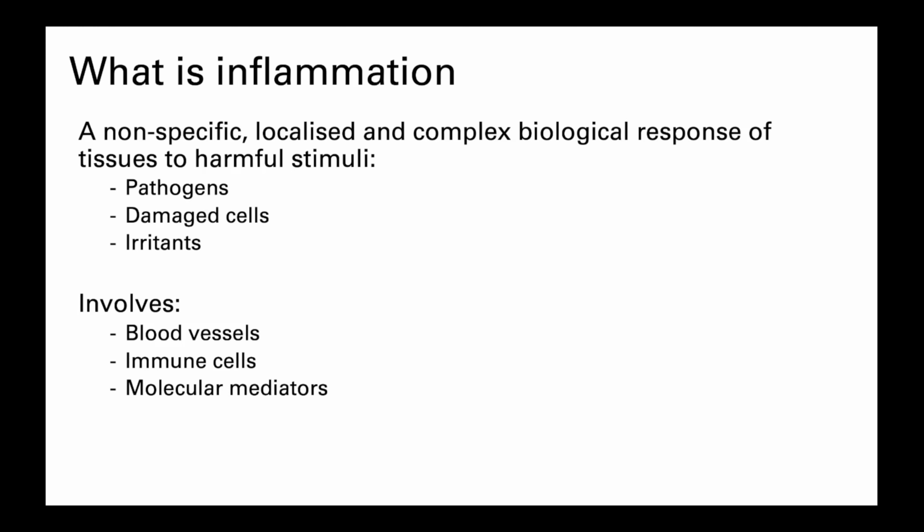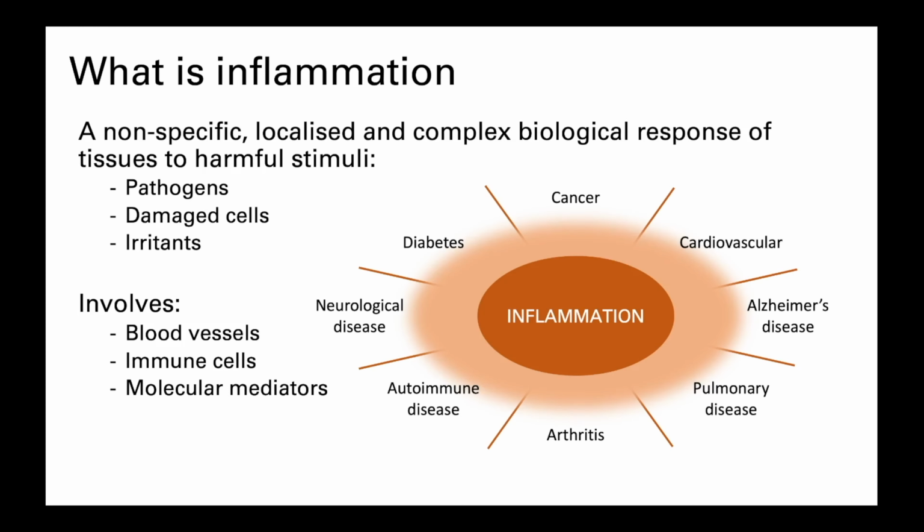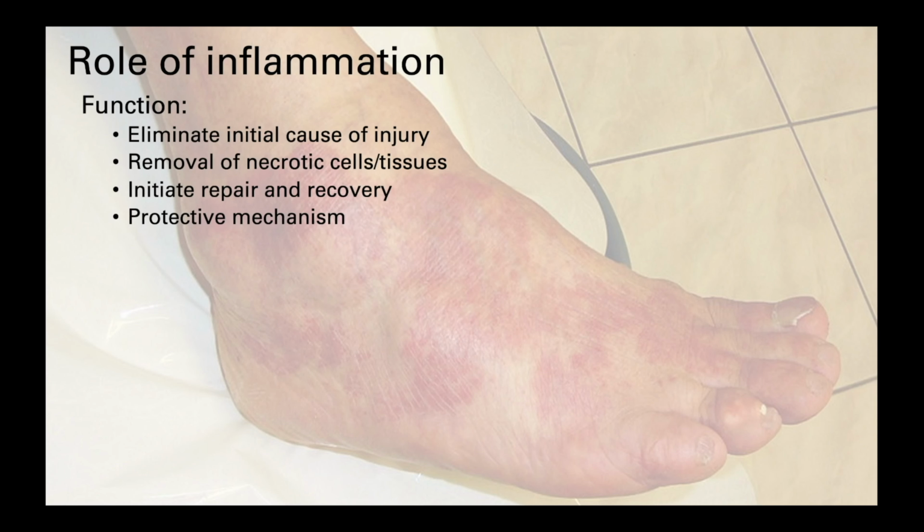Now, the reason that it is important that we discuss inflammation as a whole is that it is, as a process, implicated in a huge range of health complications, from neurological to cardiovascular to autoimmune diseases. So in order to understand what is going wrong in these scenarios, you need to really understand what should happen under normal circumstances. Under normal circumstances, the role of inflammation is to eliminate the initial cause of the injury, to then remove any cells or areas of tissue that have become damaged or necrotic, and subsequently to initiate and regulate the repair and recovery process.